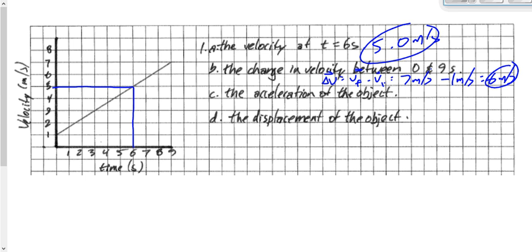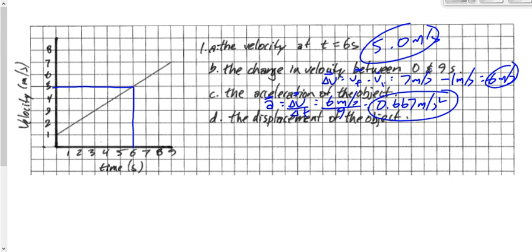Acceleration, because it's one straight line, I can find the slope of it, but I usually do this. A is equal to delta V over delta T, which is fine because it's exactly the same thing. Delta V is the rise, and I know that that's 6 meters per second. Delta T is the run, and that's 9. So that's going to give me 0.667 meters per second squared for the acceleration.